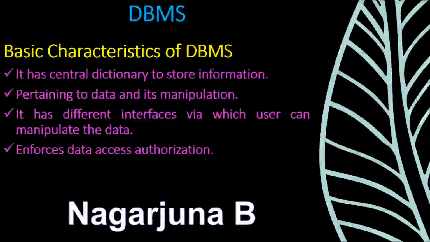It has different interfaces via which a user can manipulate the data. As we will see in the 3 schema architecture, the various ways through which we can access the database, and all those interfaces are a characteristic of a DBMS. That means it allows different interfaces through which a user can manipulate the data.